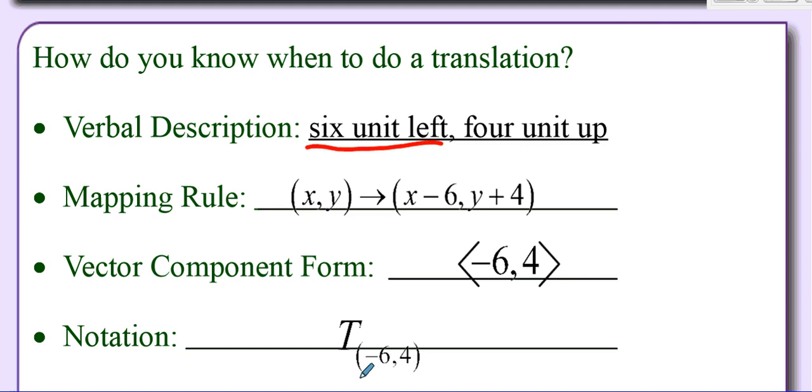You can see all the numbers are the same. Left means negative, up means positive, left and right goes with the x value, up and down goes with the y value.